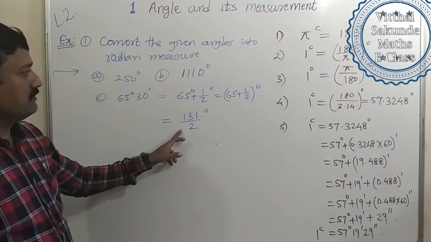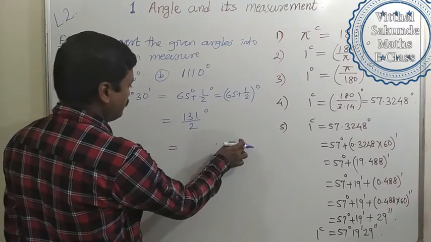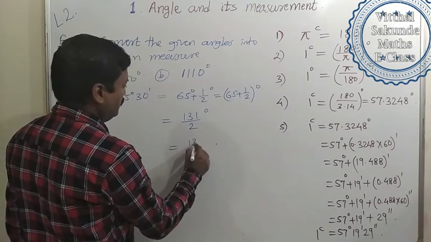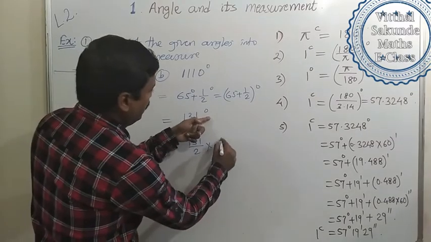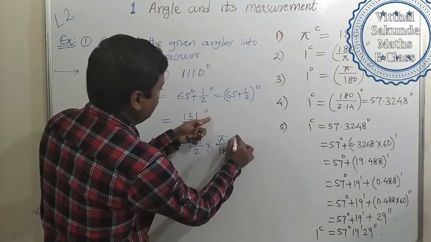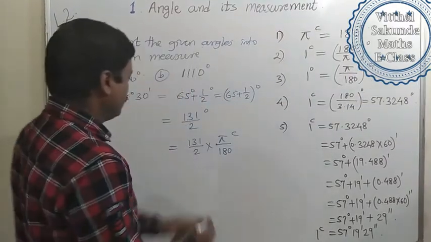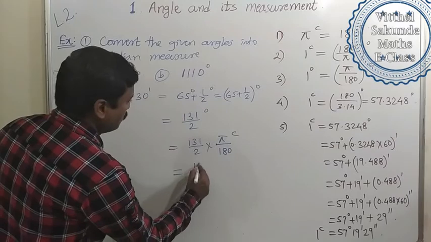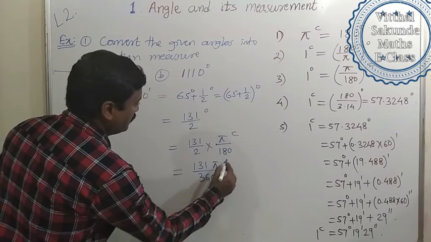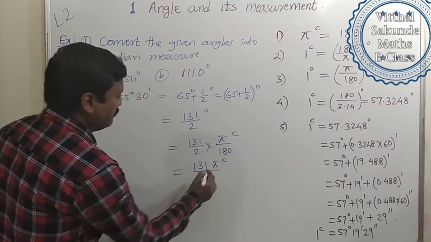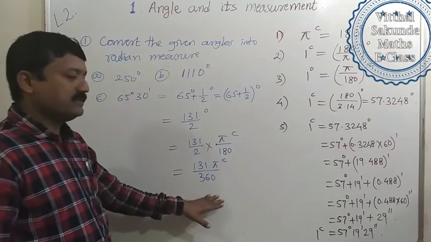So it is equal to 131 upon 2 degrees. Now convert this degree into radian. To convert degree into radian, write the same angle as it is, into pi upon 180 radian. Degree into radian, pi upon 180 radian. So this will equal 131 pi upon 360 radian. This angle in degree minutes is converted into radian.